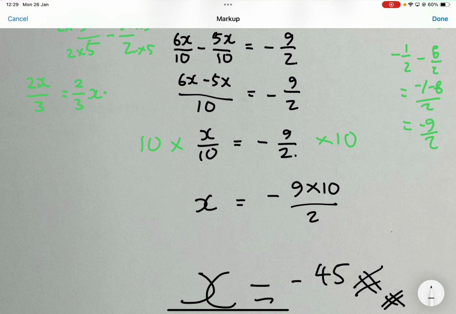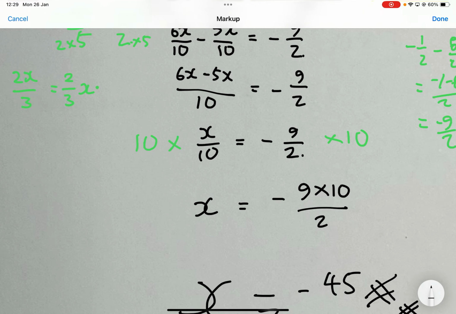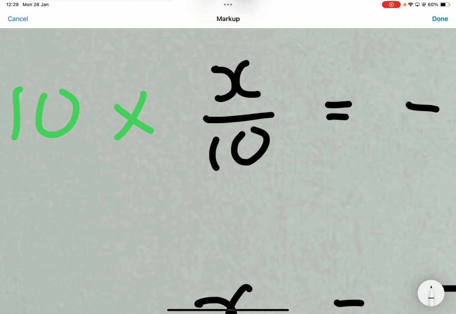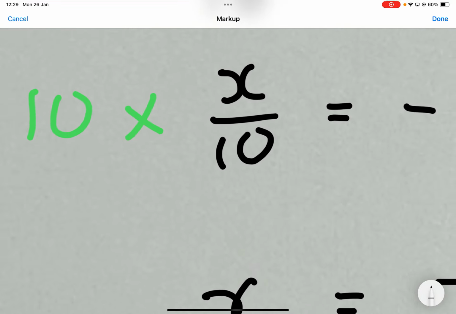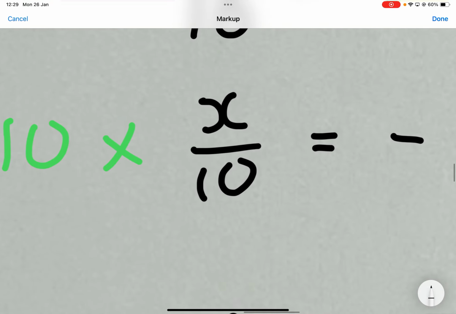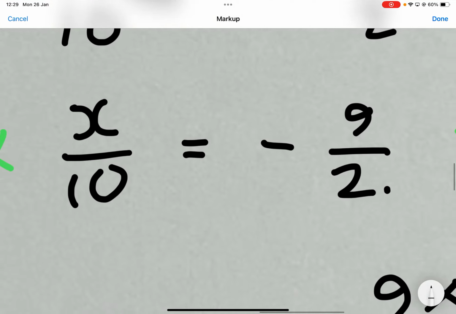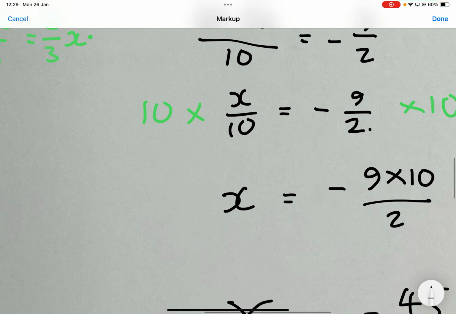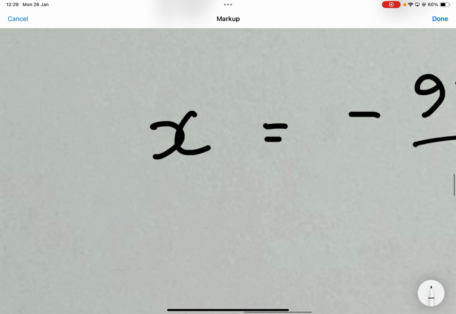Why multiply 10? Now my left hand side is x over 10, right? But my answer is only 1x. I want to know 1x is how much. I don't want to stop there. x divided by 10 is this one. I want to know what is 1x.